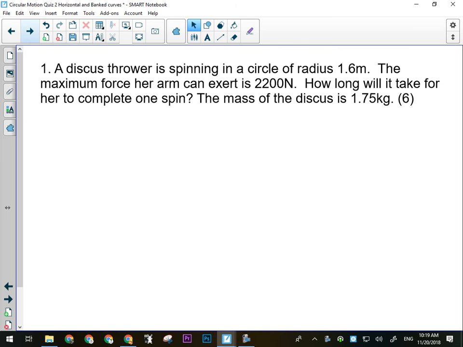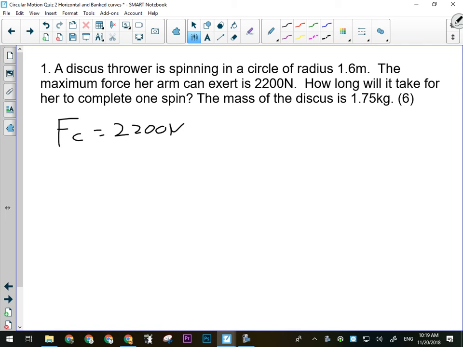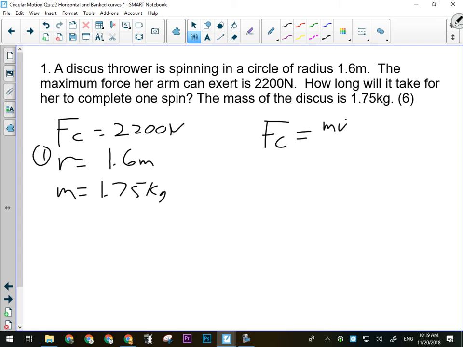All right, so we know the centripetal force is 2,200 newtons. We know the radius of her spin is 1.6 meters, and we know the mass of the discus is 1.75 kilograms. So there are 2 ways to go about this. First off, give them 1 mark for givens. I would say most people probably solved this in 2 steps. They went Fc equals mv squared over r and solved for v, and then plugged that into the period and speed equation, which is what I'll show you, and that's the way I have the marks set up, but I will show you the shorter way in just a second.